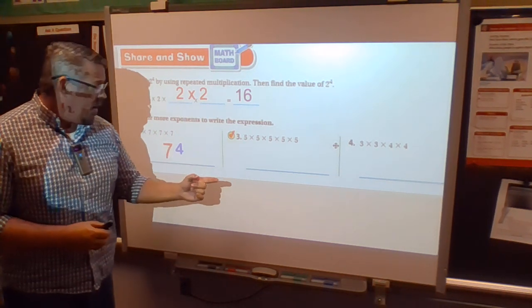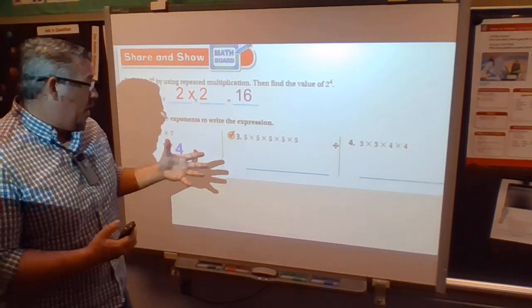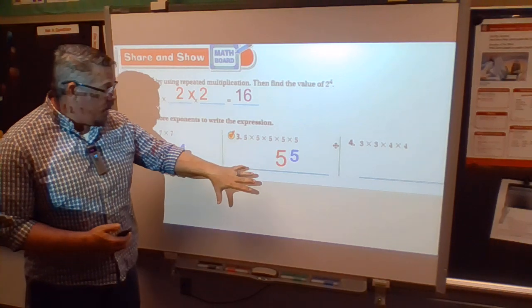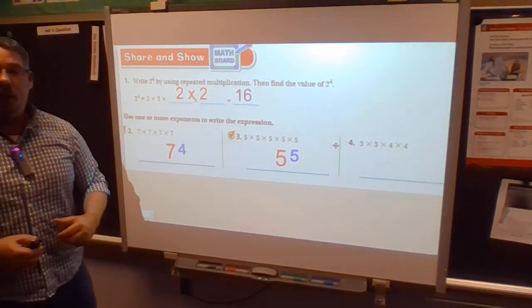I come over to 3, I have a 5, which is my base. How many do I have? 5. I have 5 of them. So I have a base of 5 and an exponent of 5.